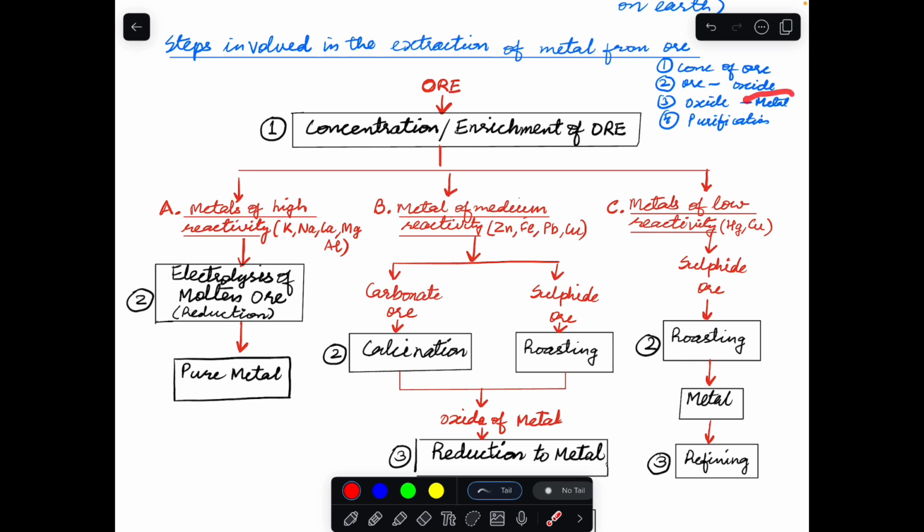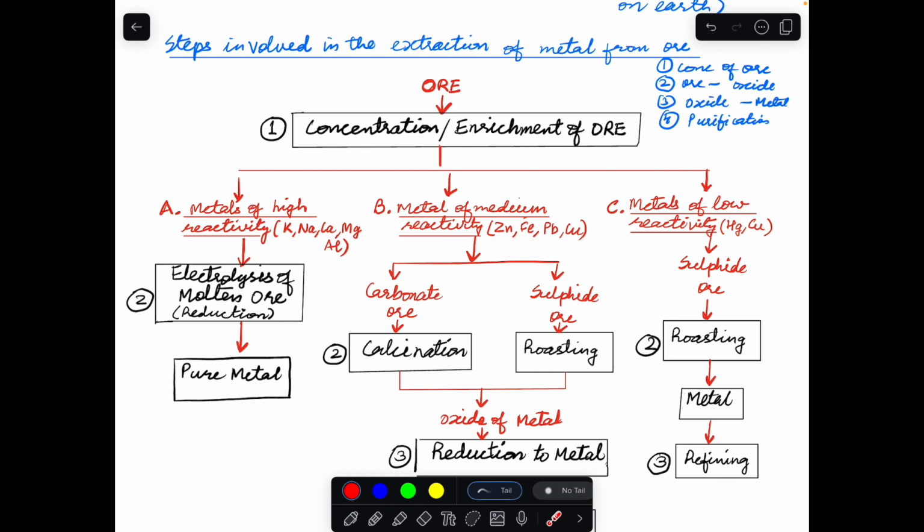Okay, so extraction of metal is done directly, and it is done with the help of the electrolysis process. Therefore it is called electrolytic reduction, and from here we are getting pure metal. Okay, so in case of high reactivity metal we have only two steps. First is concentration or purification of ore, next is the reduction of metal. Fine. Now in case of metals of medium reactivity like zinc, iron, lead and copper.